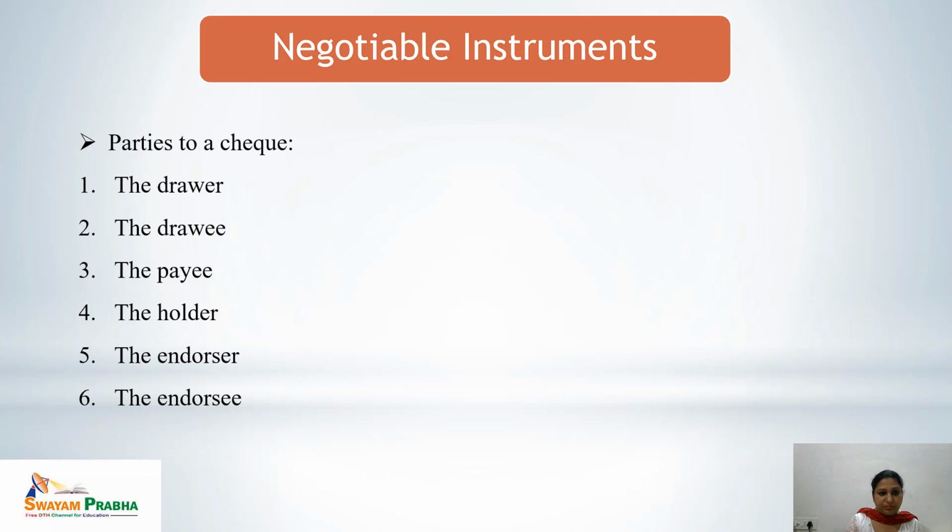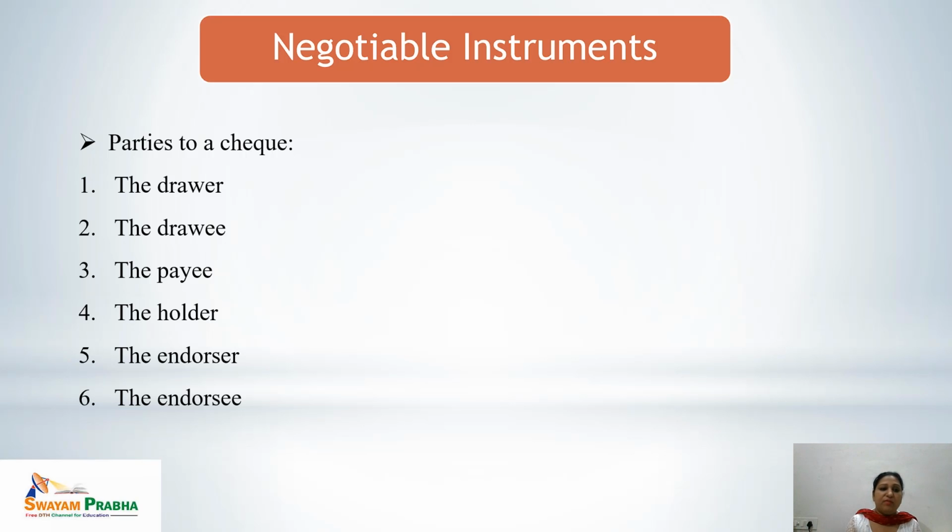Next are the parties to a check. No doubt the parties are different, but the meaning of these parties we have already studied in our previous two slides. One is the drawer who draws the check, the drawee on whom the check is being drawn, the payee to whom the payment is to be made, the holder who holds the check, the endorser who endorses or transfers the check, and the endorsee to whom the check is being transferred or endorsed. So there are a maximum of 6 parties which can be involved in the case of a check.